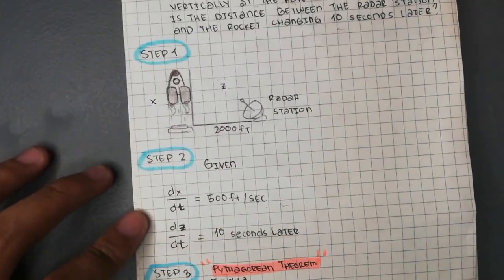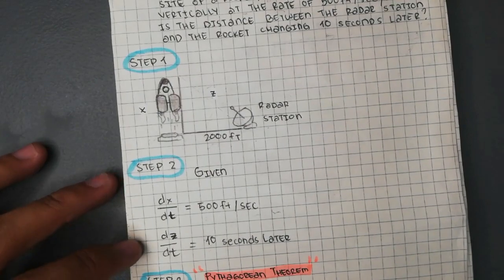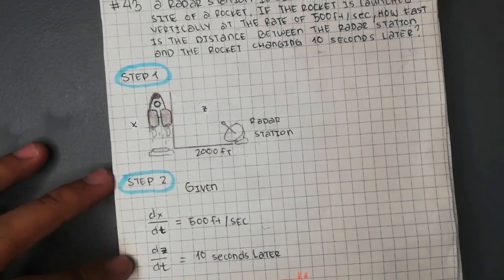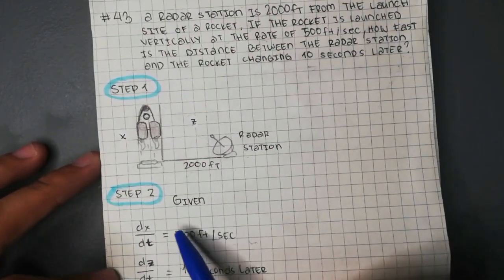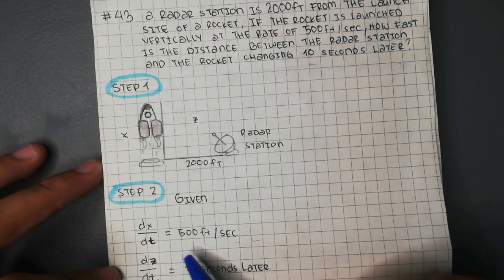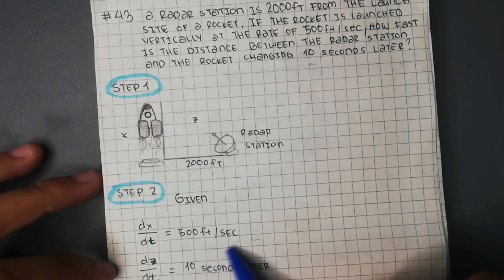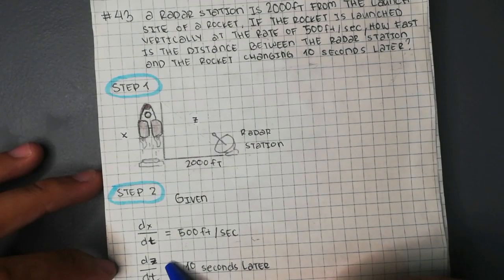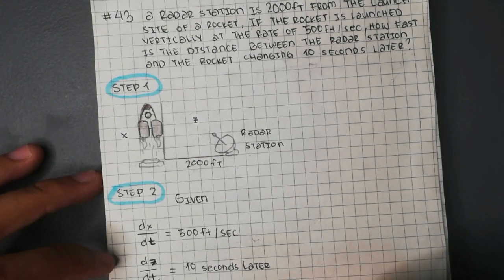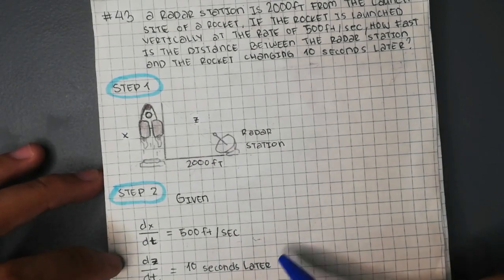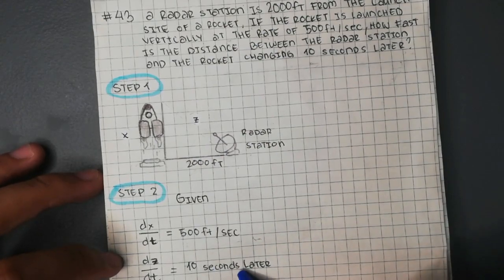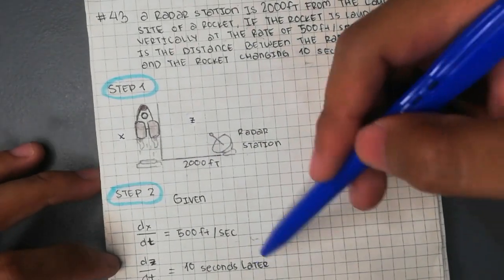So, proceeding to step 2, we would write the given of the problem, which is dx dt equals to 500 feet per second, and dz over dt is 10 seconds, which is conditional while we use the word later.